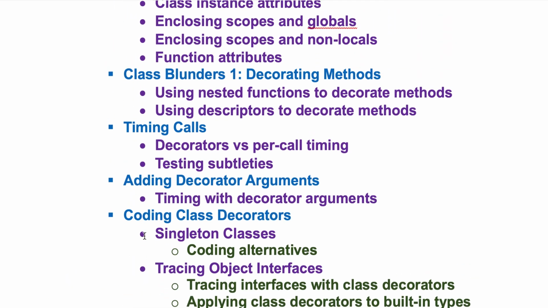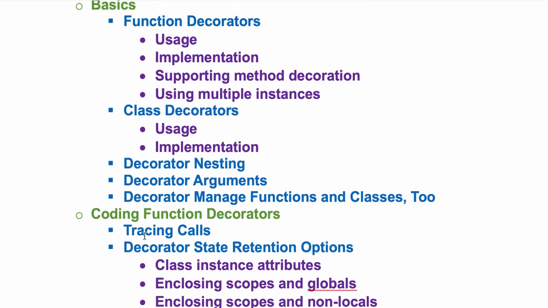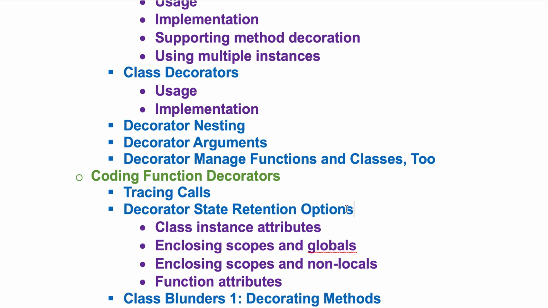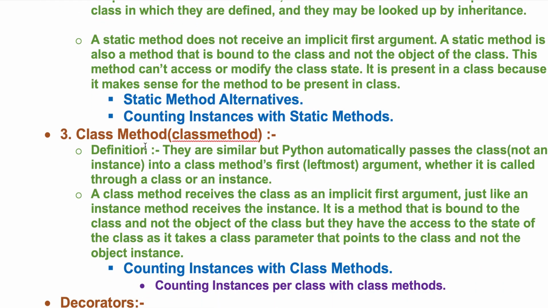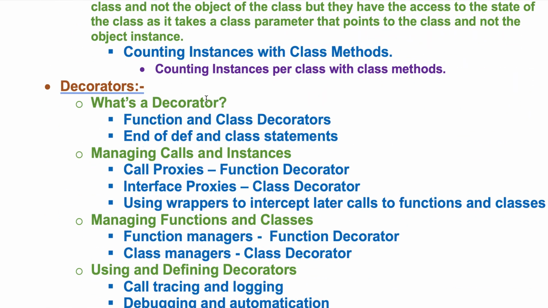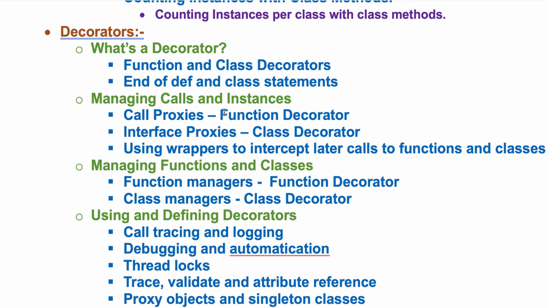Decorator state retention options. So earlier we discussed the class-related methods, that is instance methods, static and class methods, and decorators. We discussed what a decorator is, managing calls and instances, like function decorators and class decorators. Function decorators have call proxies and class decorators have interface proxies, and use a wrapper to intercept later calls to functions and classes.